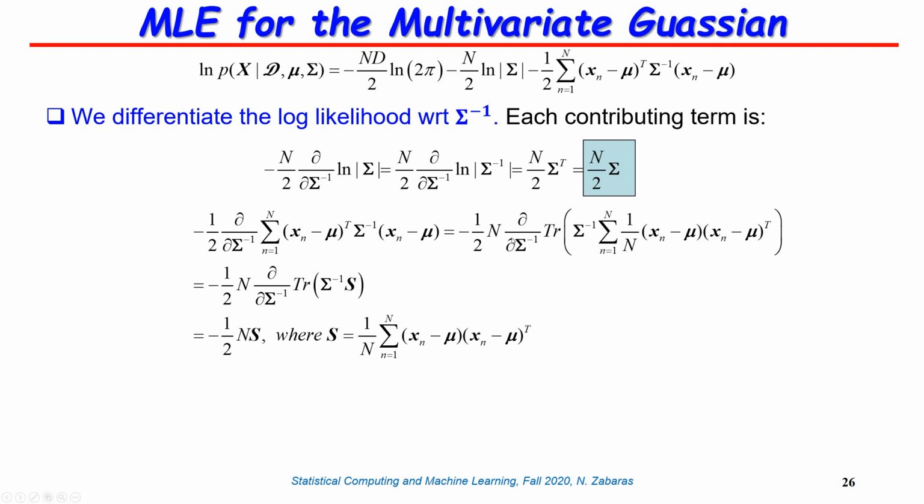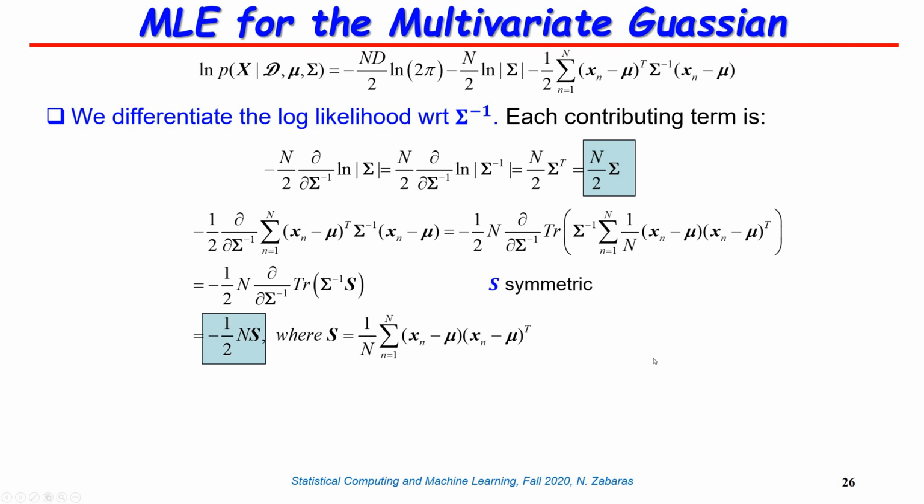I can also divide and multiply by n, and then immediately, what do you see on that big summation? I see the sample variance that I denote here as S. And now we have the trace of sigma inverse times the sample variance, and there is a formula that says when you differentiate the trace of AB with respect to the matrix A, the answer is B transpose. So in my case here, the answer is going to be S transpose, and S transpose is S because S is symmetric, and that's my second term.